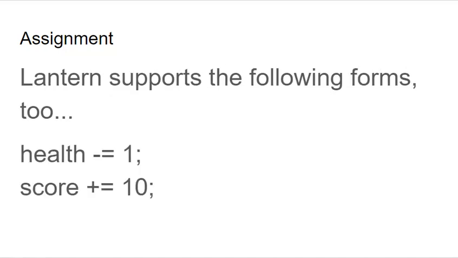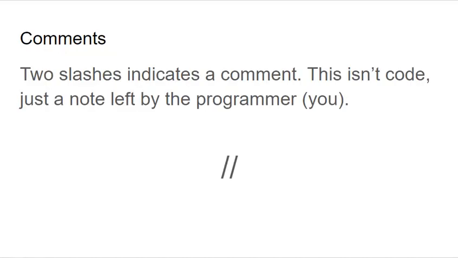And then Lantern does support the usual shortcuts of minus equals and plus equals. So health minus equals 1 is a shorthand for health equals health minus 1. That means subtract 1 from health. And the example here, score plus equals 10, that's a shorthand for score equals score plus 10. So if you are an experienced coder and you know these little shorthand tricks, yes, use them. Lantern supports that. So this would subtract 1 from the health, and this one would add 10 to the score. Okay, so what else are we going to find in Lantern's programming language besides variables?